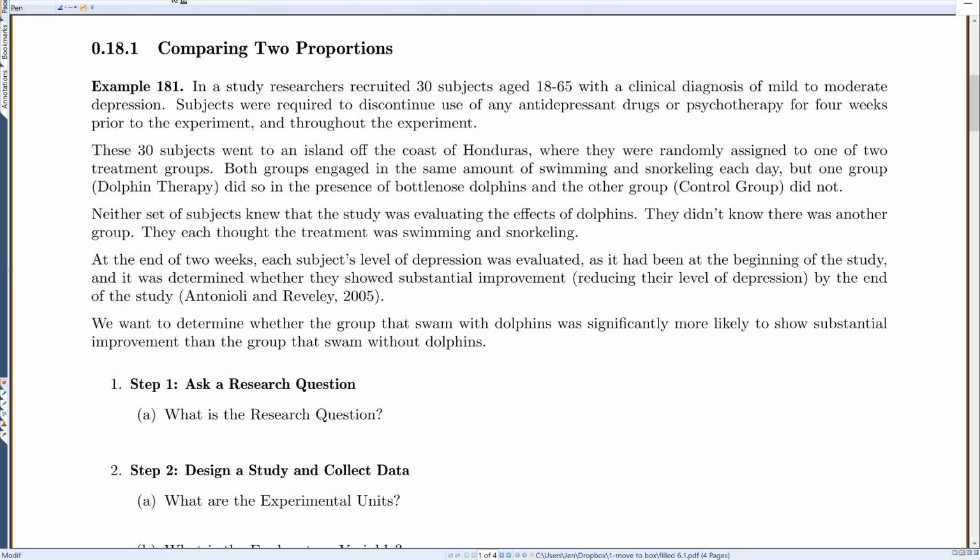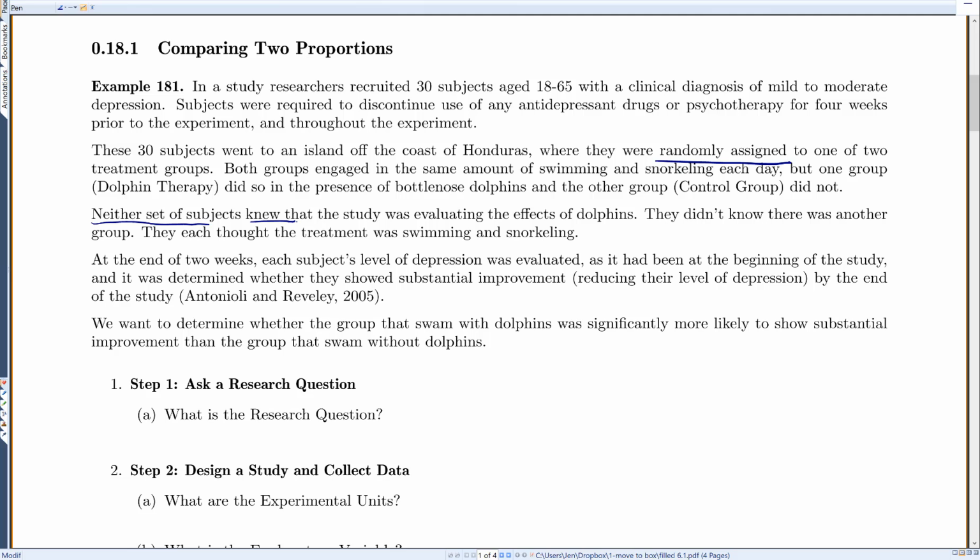Okay. So when I see that they are randomly assigned, I want to highlight that. Remember later it was randomly assigned. Both groups engaged in the same amount of swimming and snorkeling each day, but one group, dolphin therapy, did so in the presence of dolphins and the other group did not. Now it says here that neither set of subjects knew that the study was evaluating the effects of dolphins. They didn't know there was another group, they just thought that they were there to go swimming and snorkeling.